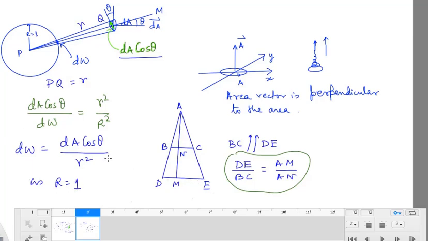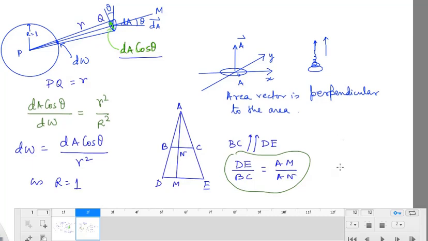So this is the solid angle of an elemental area which is at a distance R about a point P, and this area has an angle theta with the perpendicular line or the straight line joining P and the area, PQ. Got it?